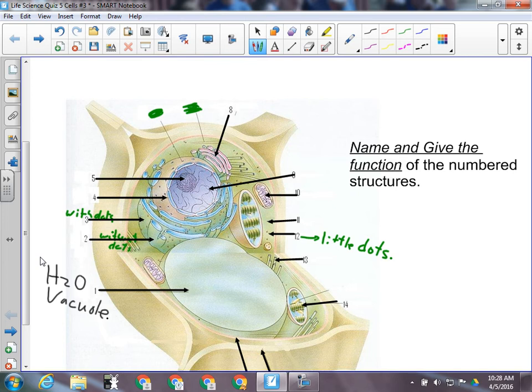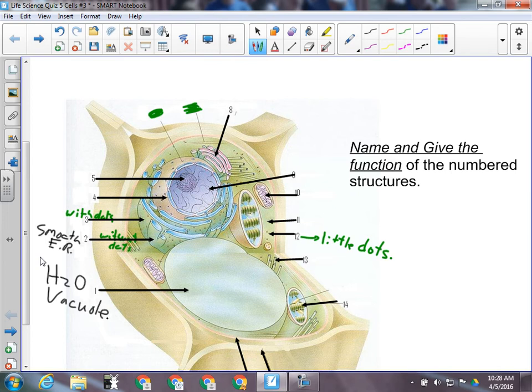Number two, this structure here that does not have the little dots would be the smooth ER. Okay, functions of the smooth ER, any one of the following: breaks down complex carbohydrates, makes lipids, repairs membranes, detoxifies poisons, okay, something along those lines.